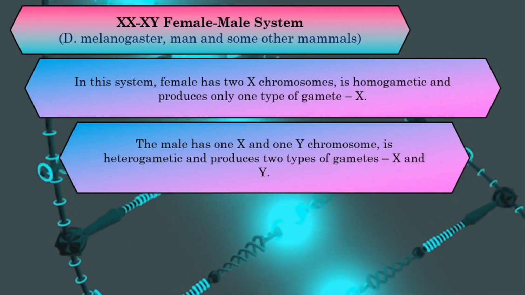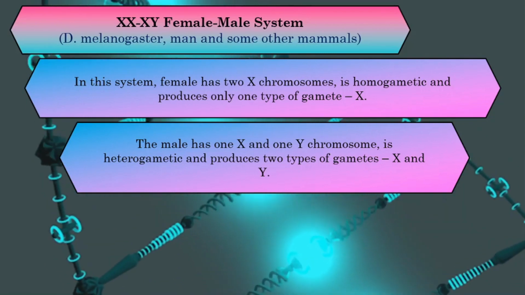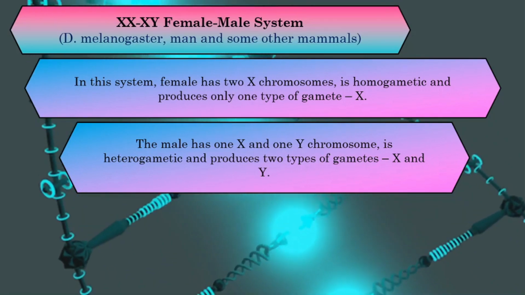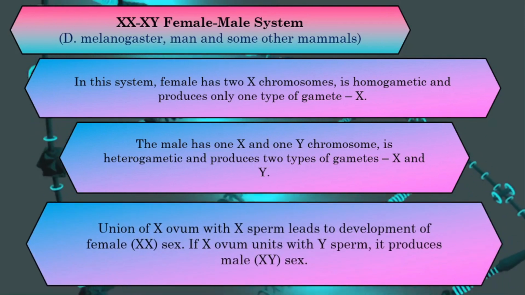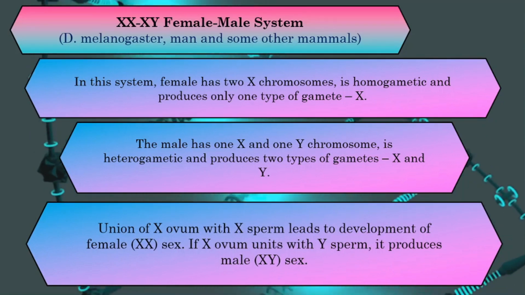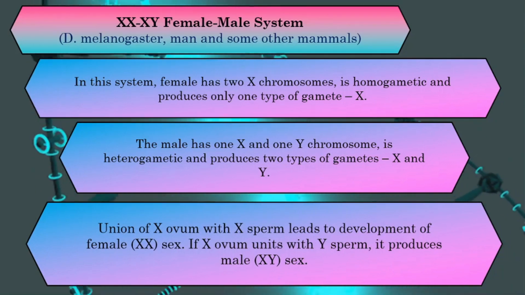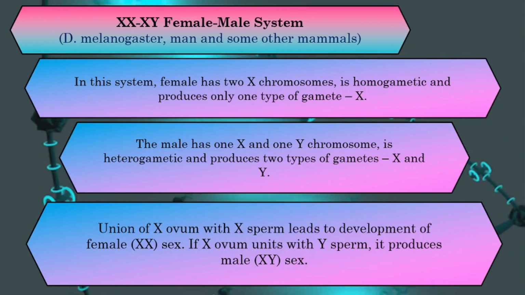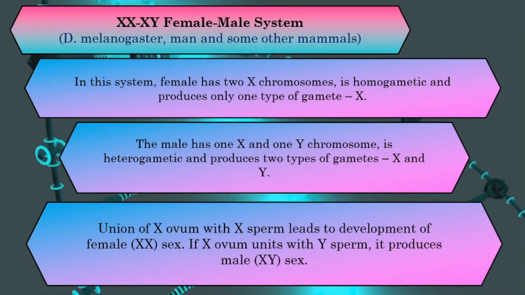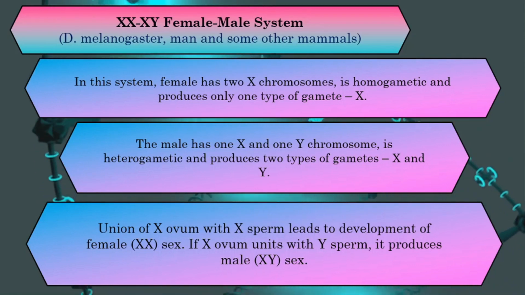So how will this system determine the sex of an individual? If an X ovum meets with an X sperm, it will develop into a female with the chromosomes XX. If the X ovum unites with the Y sperm, it will produce a male, or the XY sex.